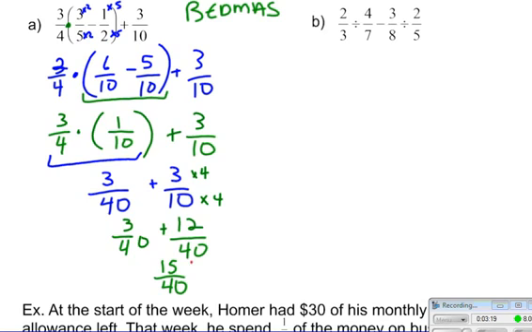I'm going to divide both top and bottom by 5 and we get 3/8. Neither of those numbers can be divided by a common factor, so we get 3/8 as our final answer in lowest terms.